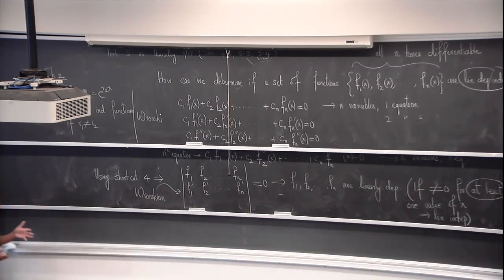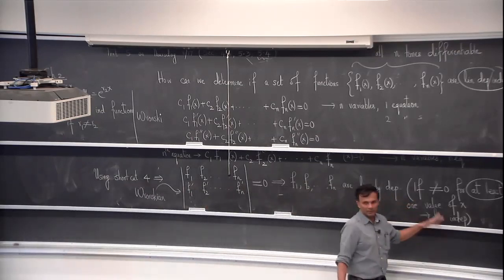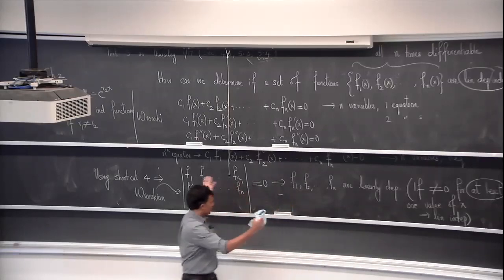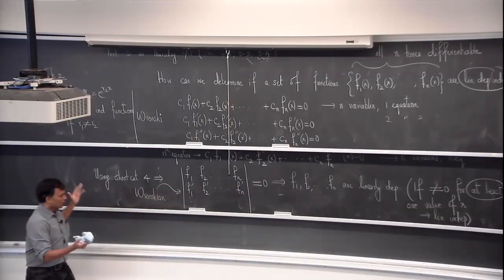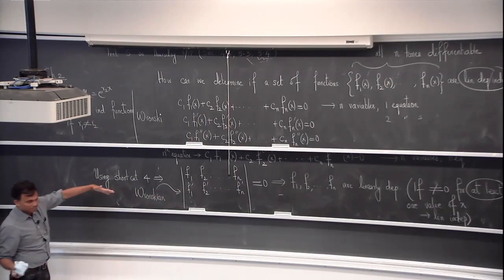It does not help you in finding the linear relationship or anything. It's a very bare bones kind of is-this-or-not situation. If this determinant is 0, dependent; not 0, not dependent. That's it. It cannot tell you any further stories about the functions, how they are related, or what kind of functions they are. That is not Wronski's business.